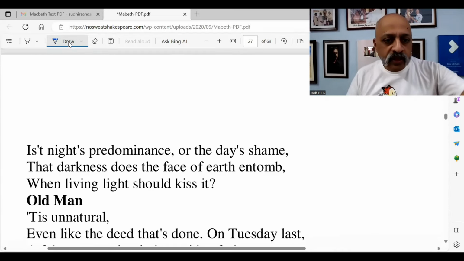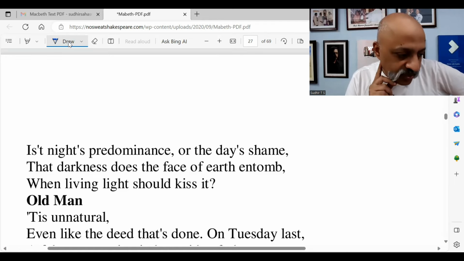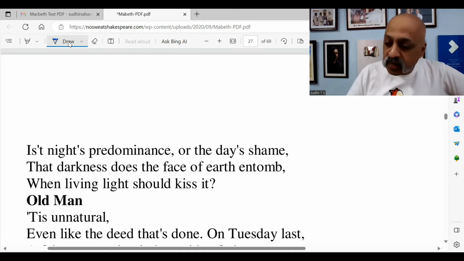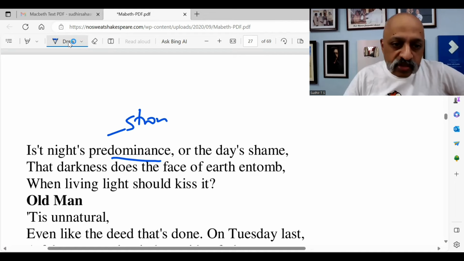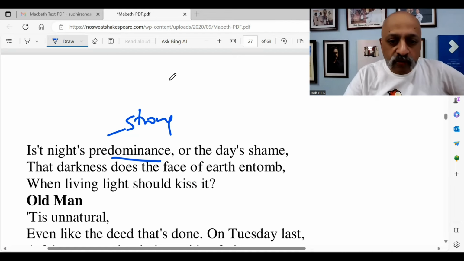Is it night's predominance or the day's shame that darkness does the face of earth entomb when living light should kiss it? So he says that, is it because that the night is so strong? Predominance means, you know, being more dominant. So it is talking about the strength of the night or the day's shame that darkness does face of earth entomb.